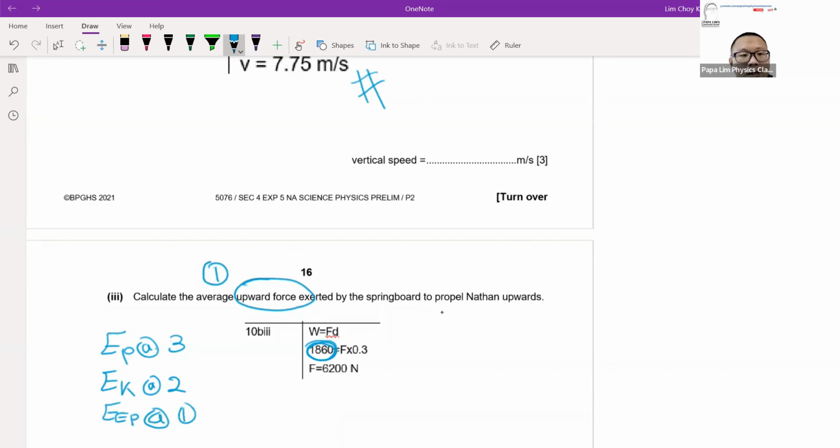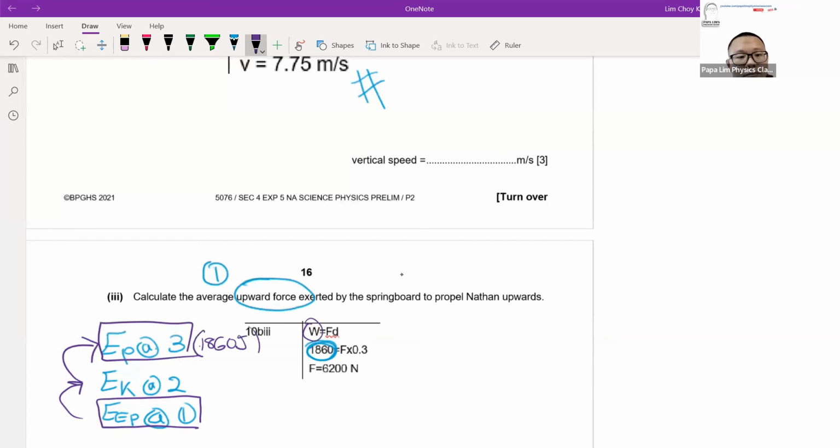Okay, all these are conservation of energy. All the energy actually are converted from one form to another form. Okay, in this case, the ideal, all of them are 100% converted. So the energy will actually be converted from 1, 2 to 3. So that's why I can safely say that the elastic potential energy at position 1 is actually equal to the potential energy at 3, which is 1860. Okay, this is your 1860 joules.